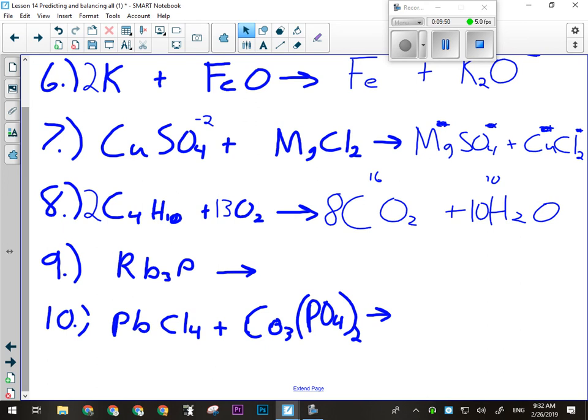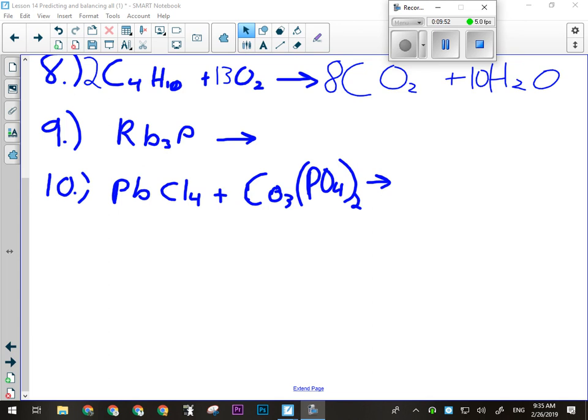All right, so in question number 9, I've got rubidium phosphide. And that's my only reactant. What's the only reaction we've gone over where there's only one reactant? Decomposition reaction. So in a decomposition reaction, I'm going to end up with the two parts of the compound now separated.